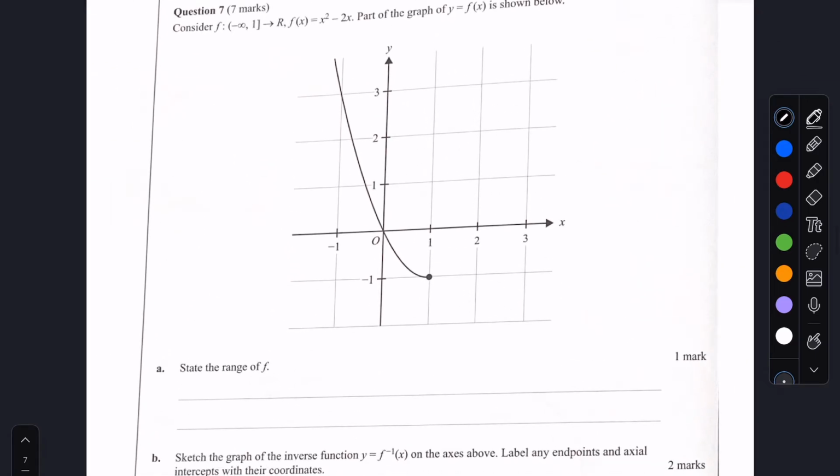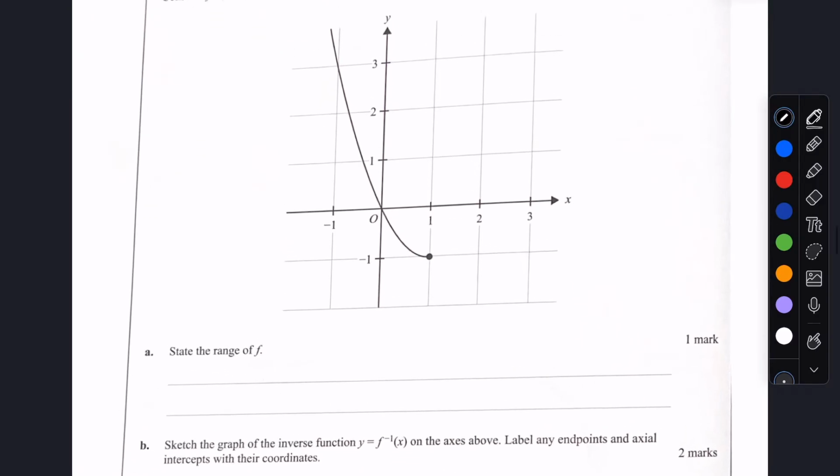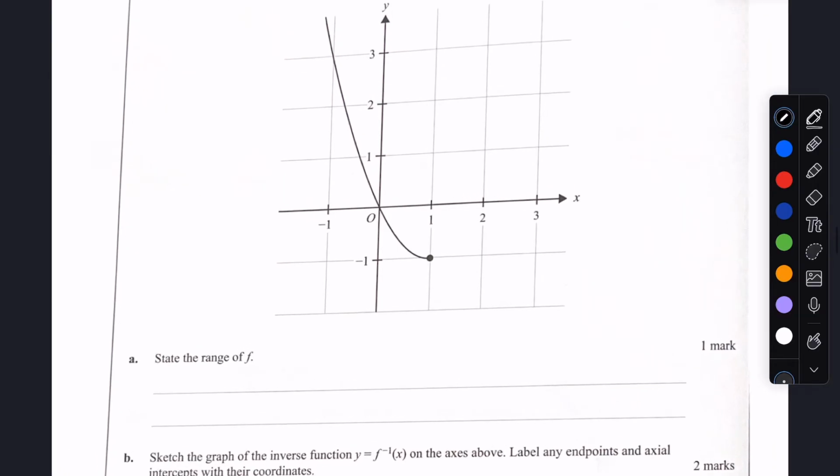Here we have f of x is equal to x squared minus 2x. Part of the graph of y is equal to f of x is shown below. State the range of f. So the range is just -1 to infinity.